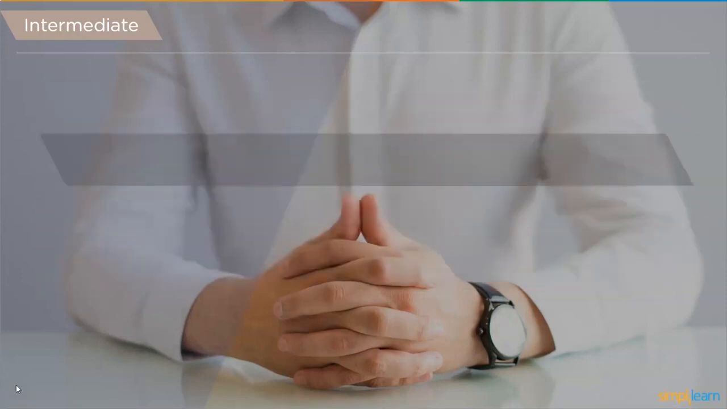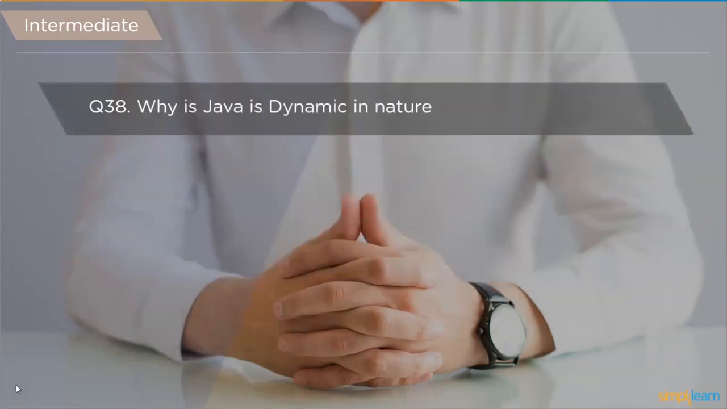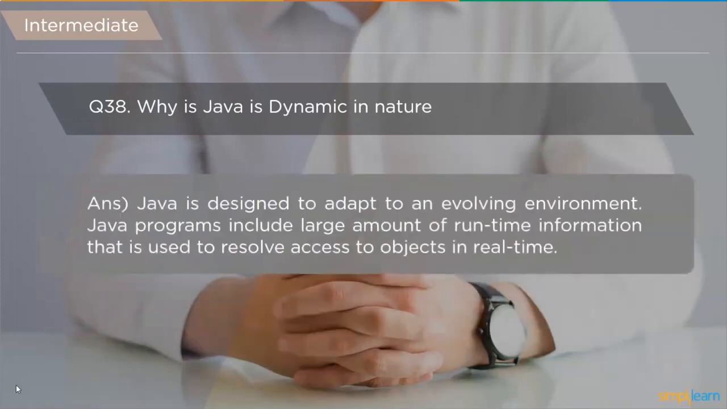Now the next question is, why is Java considered a dynamic programming language? So the answer for this question is, Java was designed to adapt to an evolving environment. Java programs include a large amount of runtime information that is actually used to resolve access to the objects in real time. So this is the reason why Java is considered a dynamic programming language.